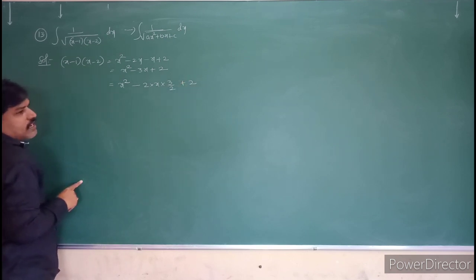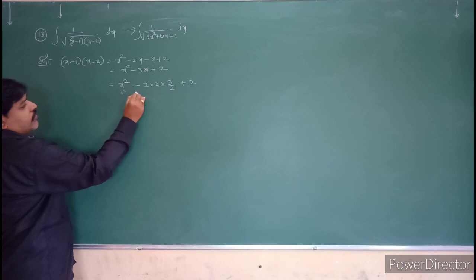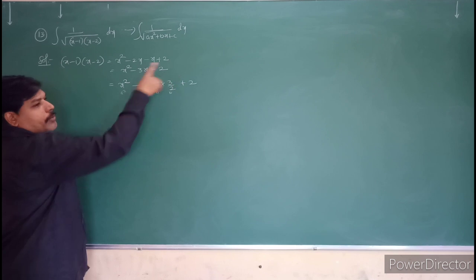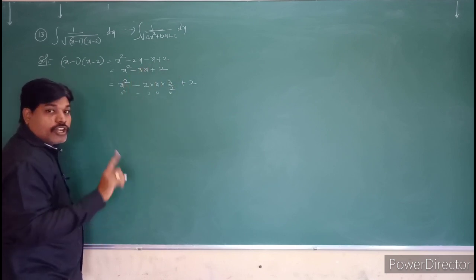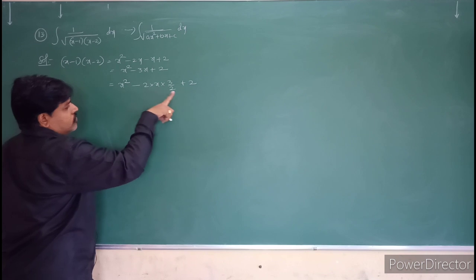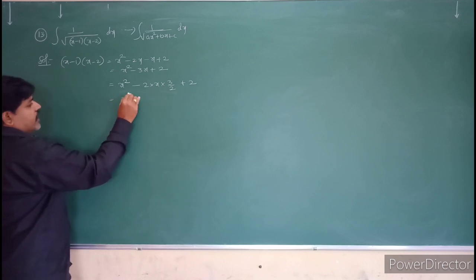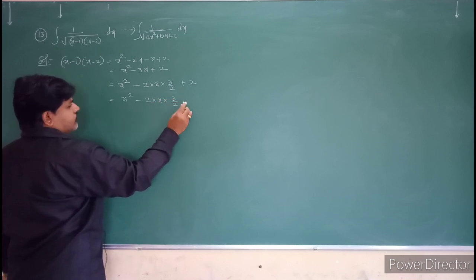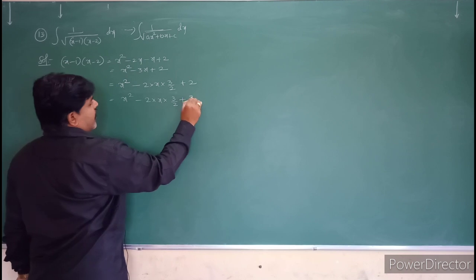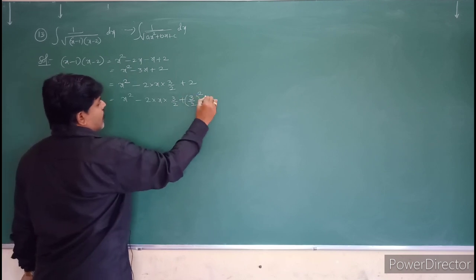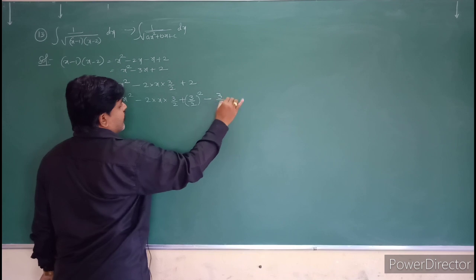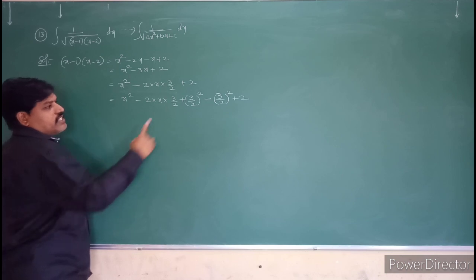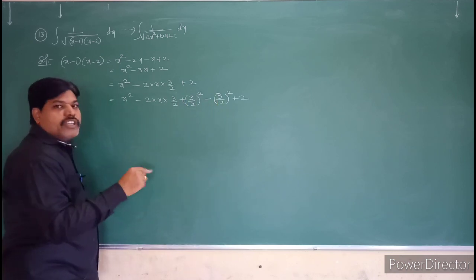So what we have to understand is that this is a square, this is 2 a b. What is the b value? The b value is nothing but 3 by 2. So what do we have to add in the next step? 3 by 2 whole square you have to add. So x square minus 2 into x into 3 by 2 plus 3 by 2 whole square, minus 3 by 2 whole square plus 2. So what I did is just added and subtracted the b square value.